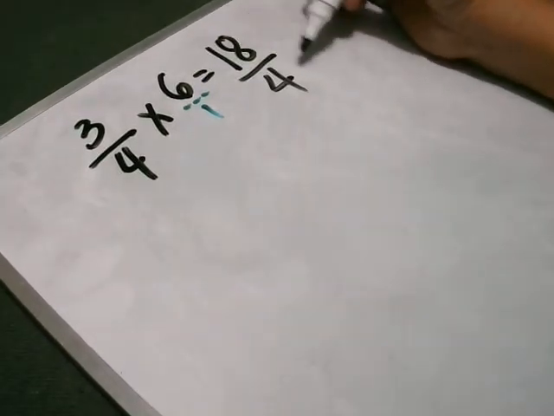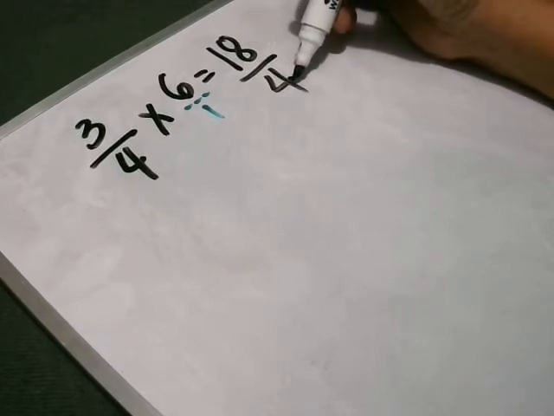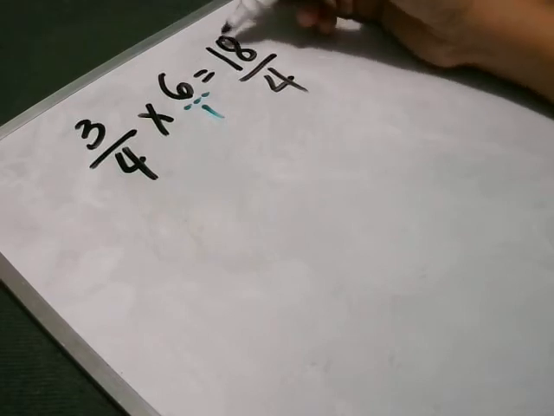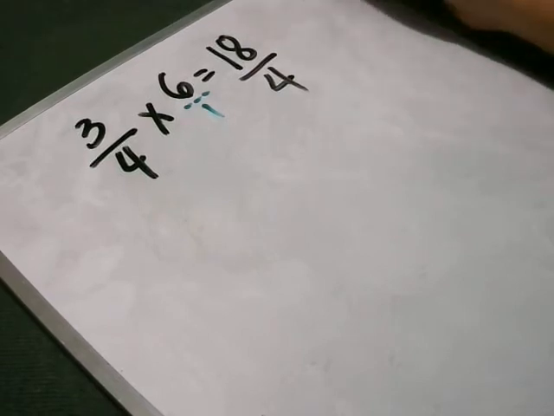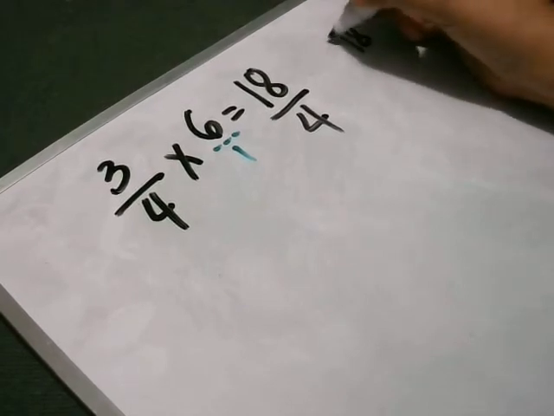So there you have it. This is your answer, 18 over 4. Okay, so this is an improper fraction. You have to simplify this fraction. How? By dividing. So 18 divided by 4.